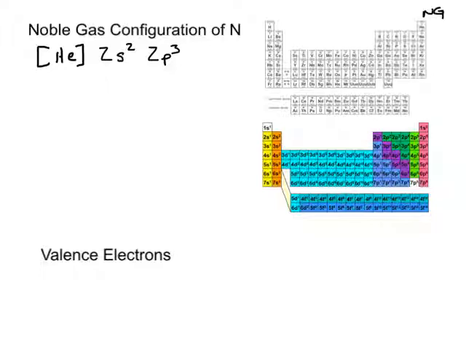And this is the shortest way that we can write the configuration to guarantee that we pick up all of the valence electrons, which in the case of nitrogen, as we mentioned before, is the 2s and the 2p. So I can still see that I have 5 valence electrons because of the 2 here and the 3 here.